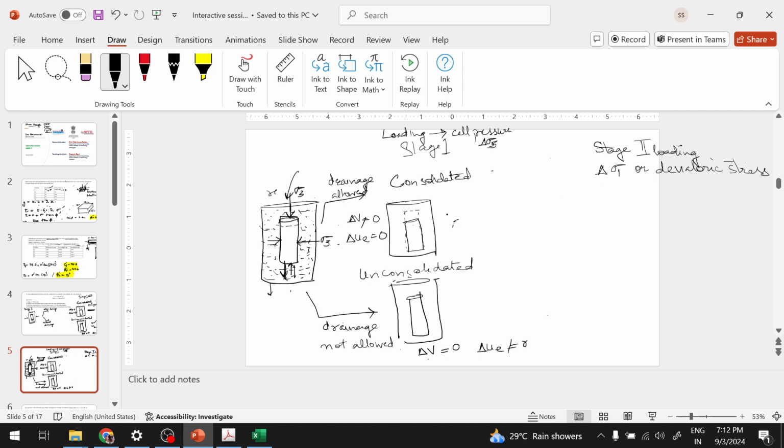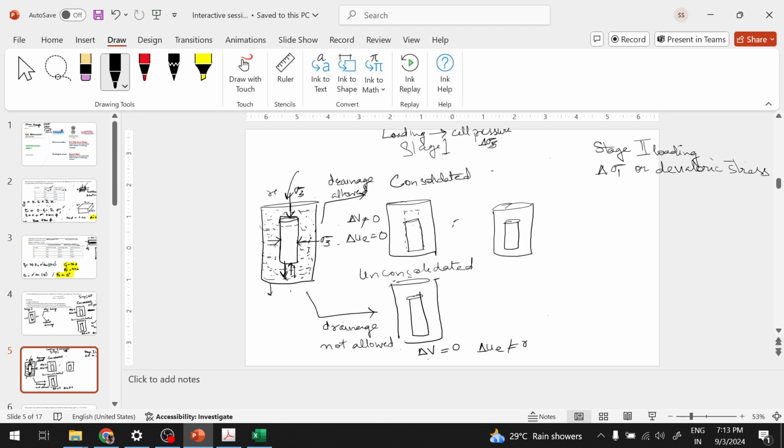Now what we are doing, after the sigma 3, we will now load only in the axial direction. Till here, if it is clear, what I did, I prepared a sample, I put it in the cell, and I applied cell pressure to it. Okay, that was the first loading stage.